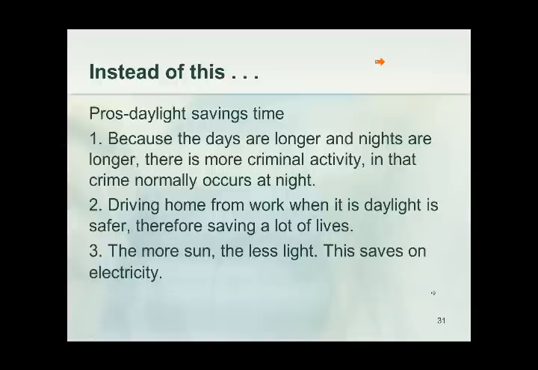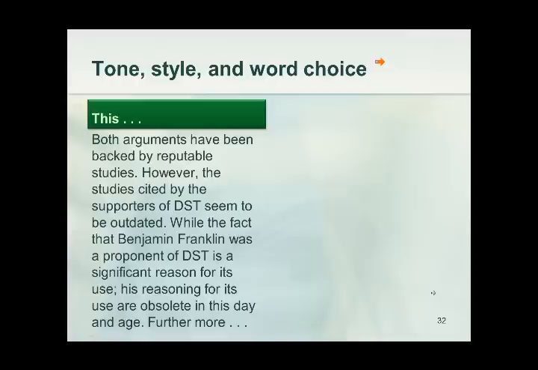We can look at tone, style, and word choice as well. If you'll notice here, this particular one has a nice formal style. Both arguments have been backed by reputable studies. Wow, reputable. Wouldn't you have liked your students to have used the word reputable, Susan? Absolutely, and if I go down a little bit further, I would have been real happy with the proponent as well. Again, as Bonnie said earlier, this is about students having a vocabulary that is indicative of someone who's going to be a graduating high school senior.